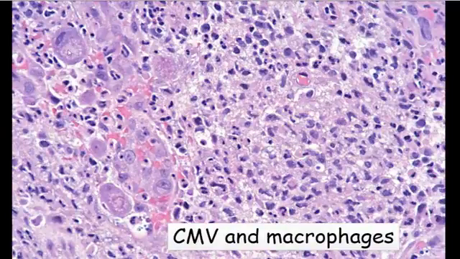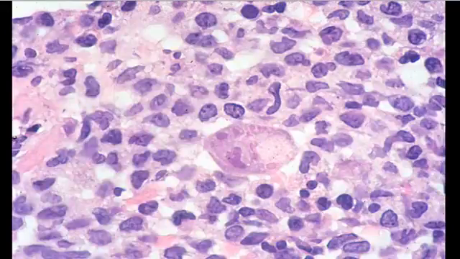And notice next to here, there's a little cluster of macrophages. And it turns out that CMV will also have some macrophages in it, although they're usually not as exuberant as what one sees in herpes. And here's a sea of macrophages with one infected cell.